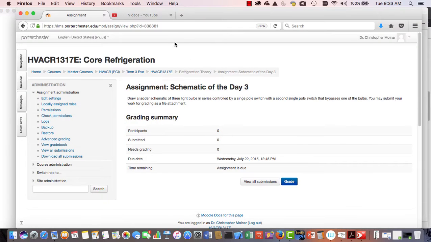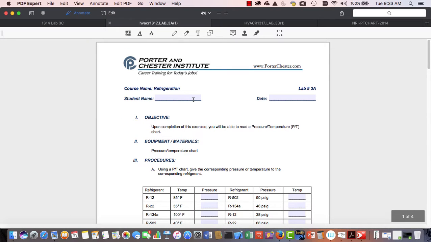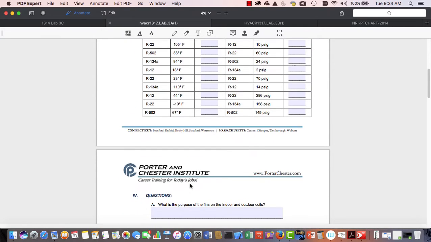So let's go ahead and take a look at the lab projects that are here. Let's go ahead and start with Lab 3A. It's a good place to start. Okay, upon completion of this exercise, you'll be able to read a temperature pressure chart. Well, then it gives you a bunch of numbers and temperatures to convert to pressures with refrigerants.